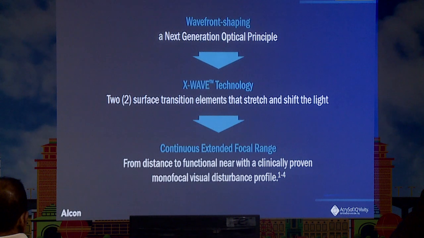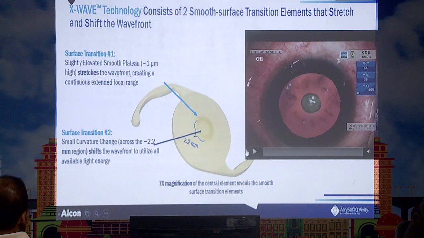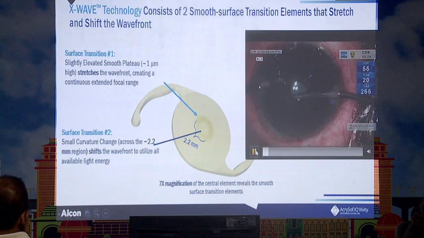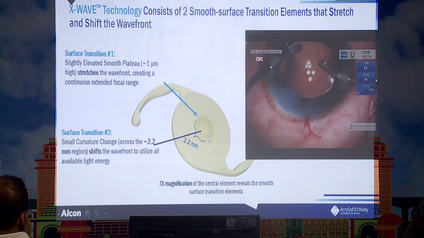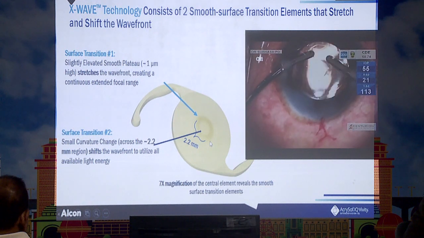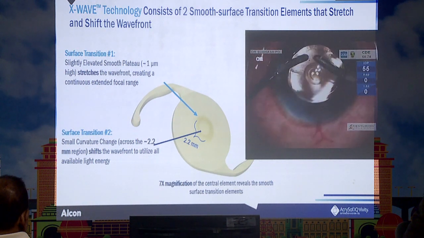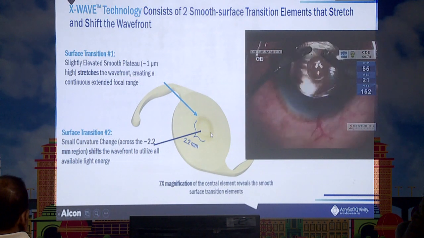We don't know exactly, but what Alcon claims is that there is modulation of the anterior surface of the lens, 2 types of modulations, which cause the extended focal range of vision. In this small video clip, you can very well appreciate the difference. Here it consists of 2 surface modulations. This plateau of around 1 micron of elevation stretches the wavefront, creating a continuous extended focal range, and this central one, which has some change in the curvature, shifts the wavefront to utilize all available light.